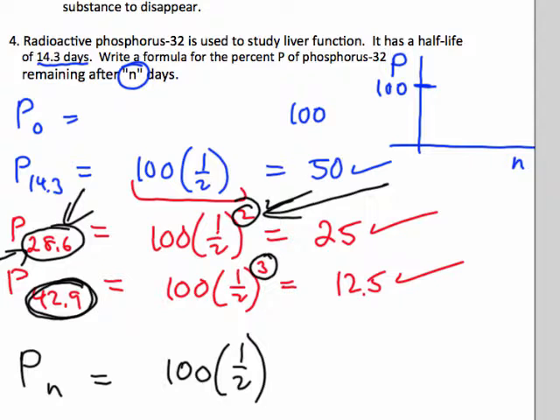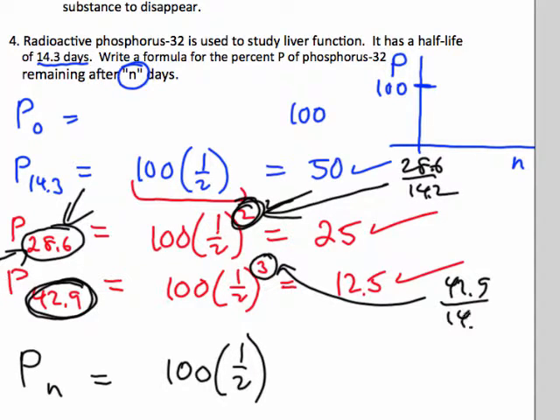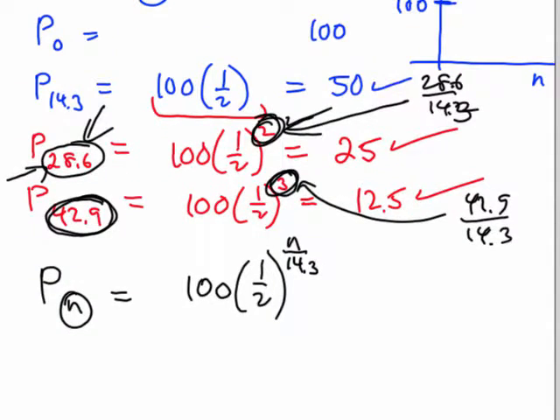28.6 divided by 14.3 is 2 multiplications. 42.9 divided by 14.3, sorry, that was 3 here, is 3 multiplications. So the exponent here is going to be the number of days divided by 14.3.